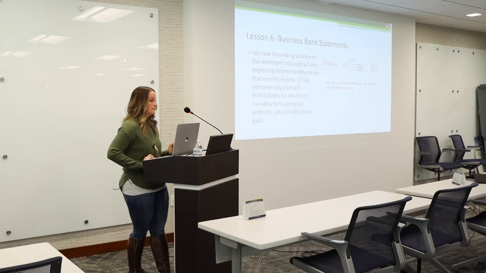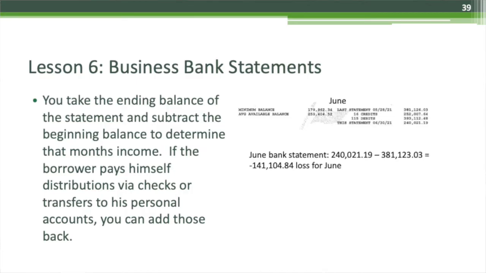All right, so it's pretty simple on how we look at these. Obviously with bank statements, I couldn't put the full one on here, there's way too much personal information, but what we did was to show you, you just take the beginning balance and ending balance to determine if there was any income that month. So, for instance, this one is June. Here's the ending balance. You take that 240,021.19. You subtract the last beginning balance, the end of May, 381,126.03, right here. And in June they had a big loss. Okay, so that's what I would calculate for June.